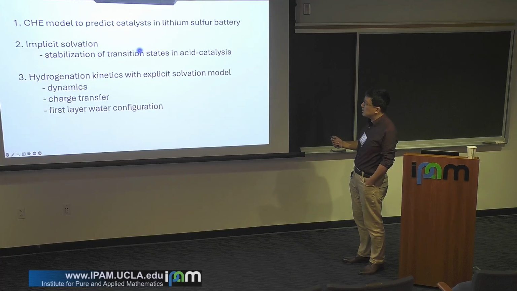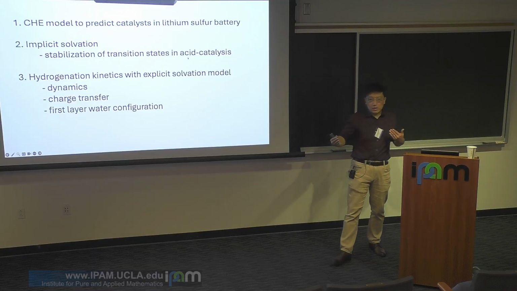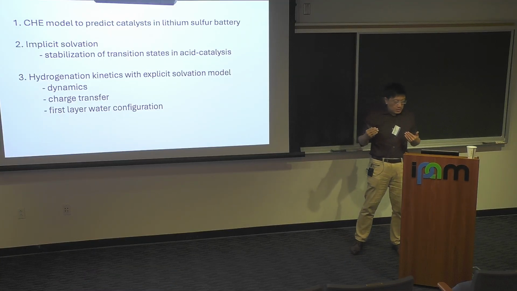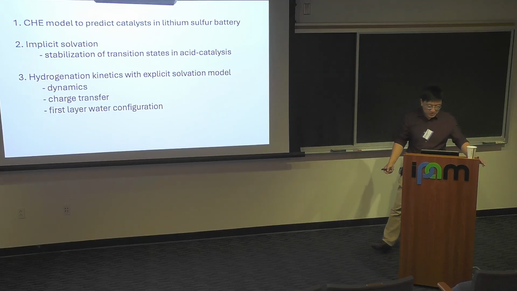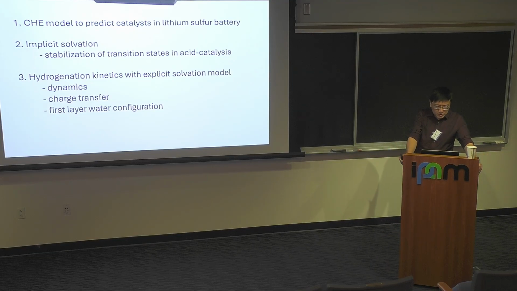Then I will talk about some acid-catalyzed reactions in which you form a large charge separation, a large dipole, at the transition state, and you need your solvent to stabilize this charge separation. We can treat it with the implicit solvent model. In the last part, I will talk about dynamics and charge transfer, and particularly how the reaction kinetics of hydrogenation depends on the configuration of the first layer of water.